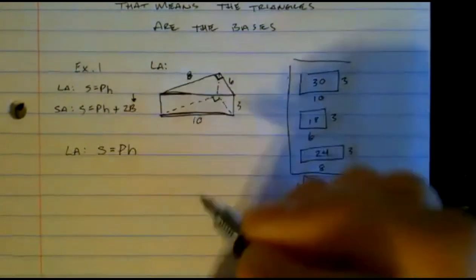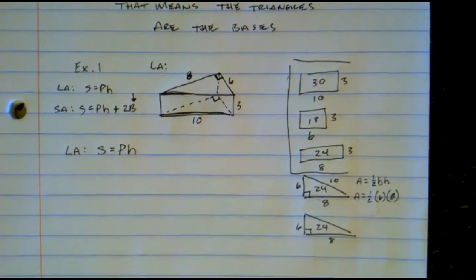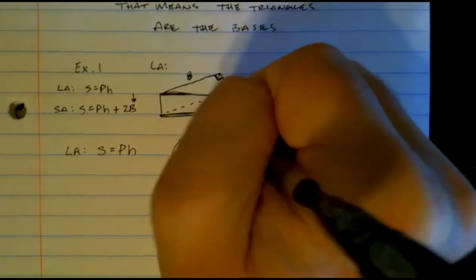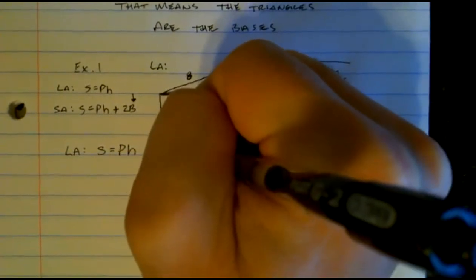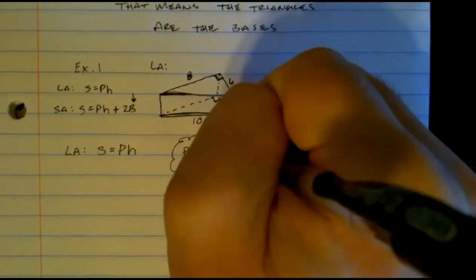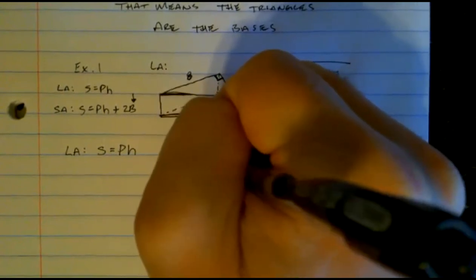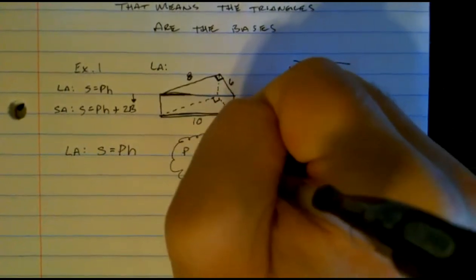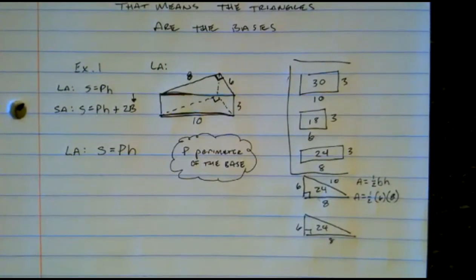So let's just go through the lateral area first. Lateral area says capital PH. Remember, the capital P means perimeter of the base. So I'm going to put a little thought bubble there. Capital P is the perimeter of the base. And if I know it's a triangular prism by looking at it, or I'm told, then I know the base is a triangle. So I just simply find the perimeter of our triangle.